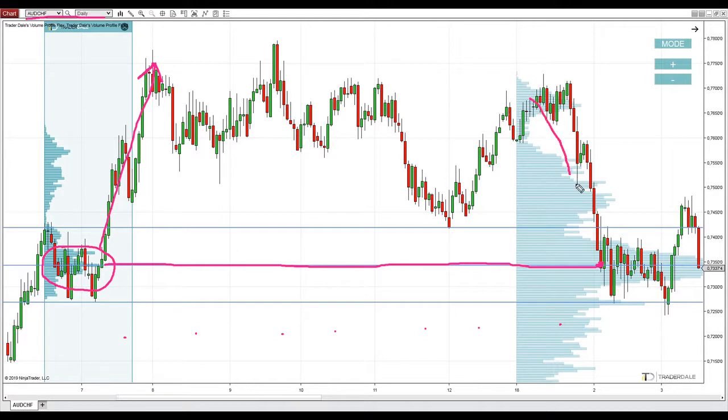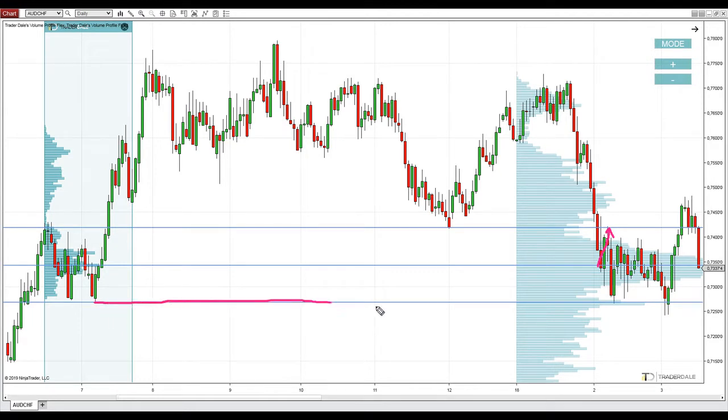So in here there was the pullback and the reaction was actually a pretty quick one. It was right there. The stop loss which I used was in here at the swing low, at this swing low.